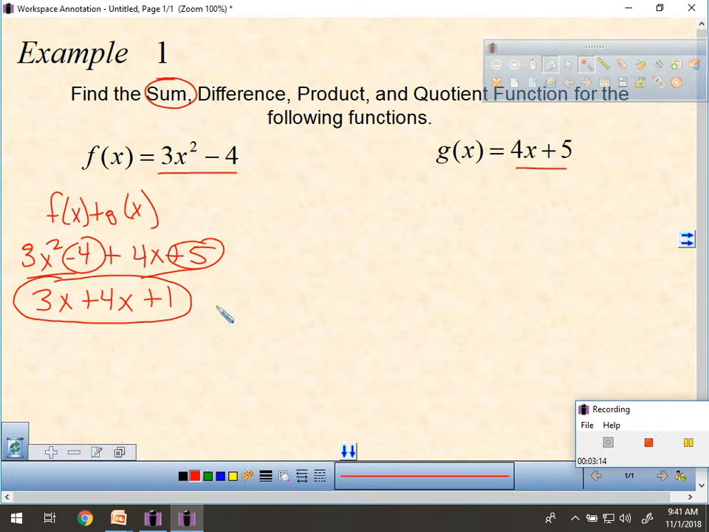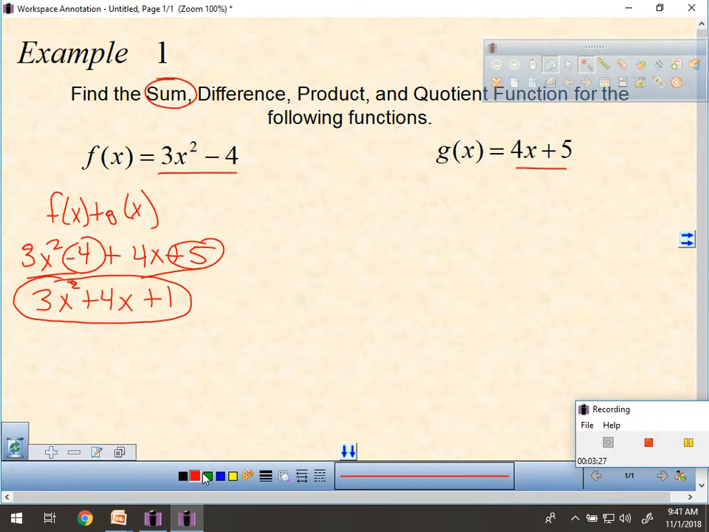Just like you can add two numbers together, you can literally add two functions together and get a new answer. What did you get? 3x squared plus 4x, yep, thank you. 3x squared. I saw you when you made your little head turn, so I knew I'd messed up somewhere. So 3x squared plus 4x plus 1.